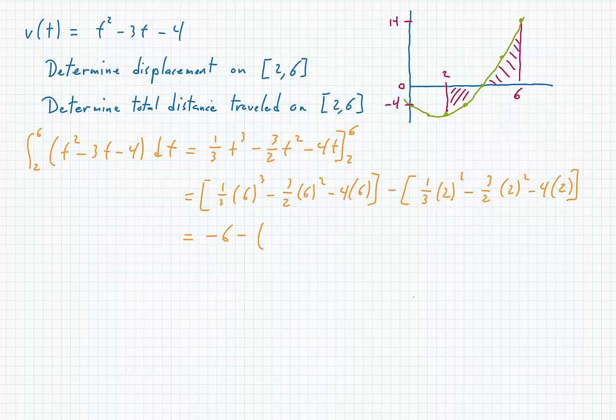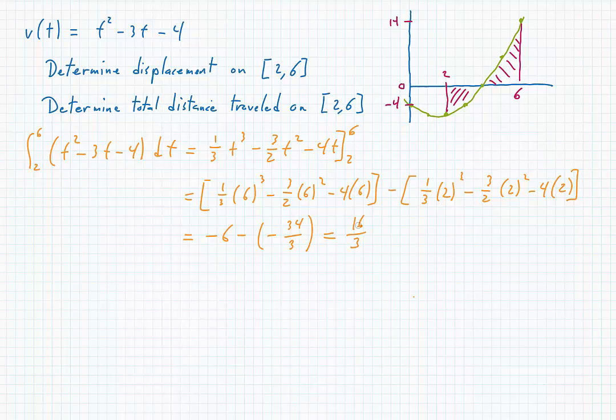We're going to have 1/3 2 to the third minus 3/2 2 to the second minus 4 times 2. And I get a negative 34/3 when I do that. So if we take negative 6 and subtract a negative 34/3, let's see what we get. I get 16/3.